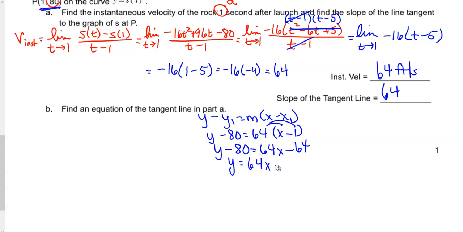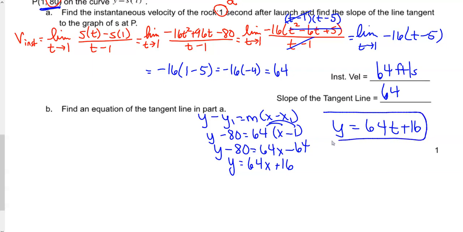And so, again, we are in terms of s and t. So here I'm going to replace that with t. It doesn't really matter. On my paper, I wrote y equals 64t plus 16. So the independent variable here is t, dependent is s. It doesn't matter. Okay, but this would be what our equation of our tangent line would equal. Okay? All right, very good. Let's go to the next page.